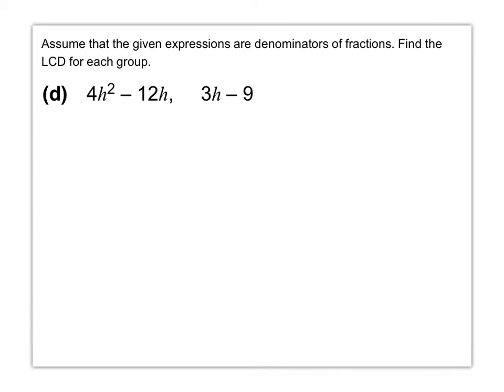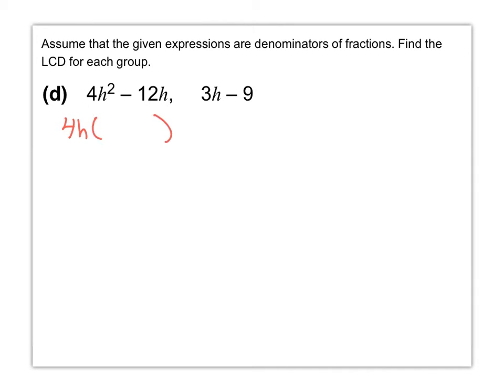Okay, assume that the given expressions are denominators of fractions. Find the LCD for each group. We need to factor each of these before we find the LCD. Find the greatest common factor of 4h squared minus 12h. The greatest common factor is 4h.